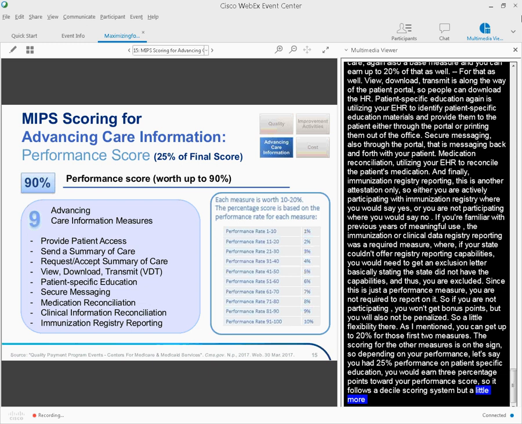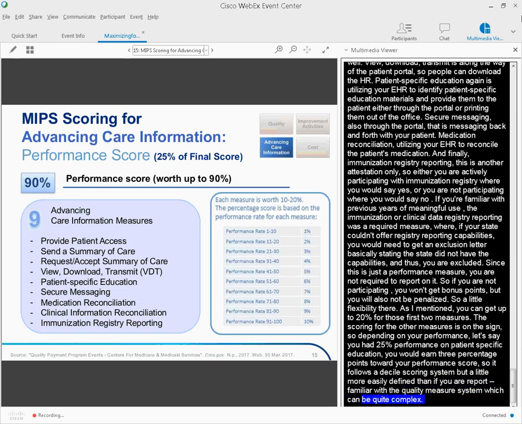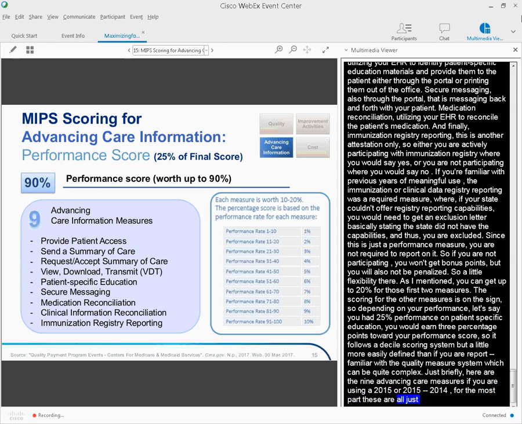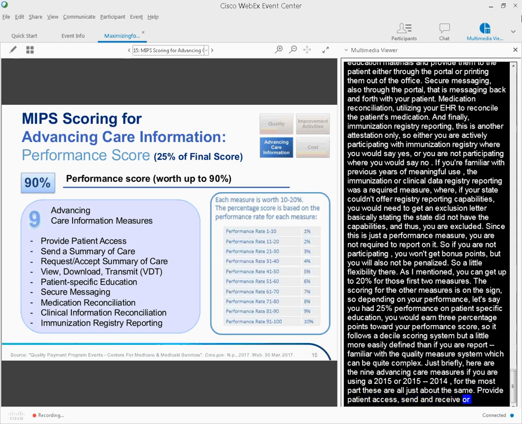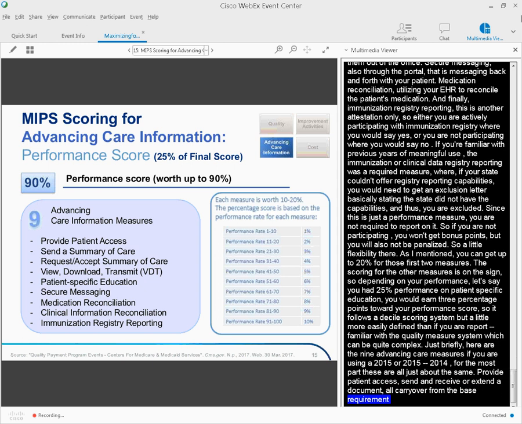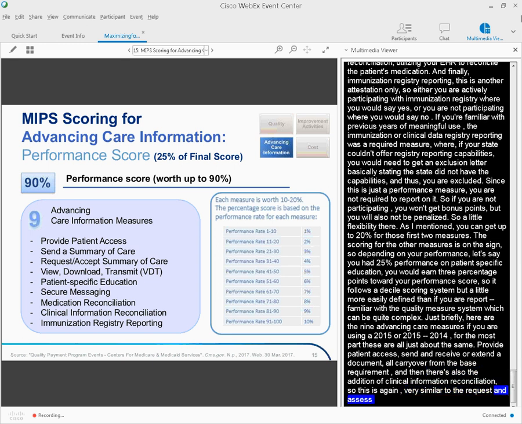Just briefly, here are the 9 advancing care information measures if you're utilizing a 2015 or 2014 and 15 certified EHR. As you can see, for the most part, these measures are all just about the same. To provide patient access, send a summary of care document, request and accept a summary of care document, all carry over from the base requirements. And then there's also the addition of clinical information reconciliation. So this is, again, very similar to the request and accept the summary of care. You're actually pulling in electronic clinical information into the patient's chart and utilizing it in a meaningful manner.